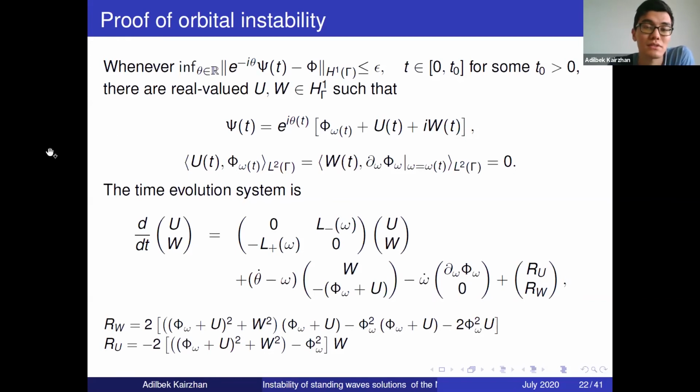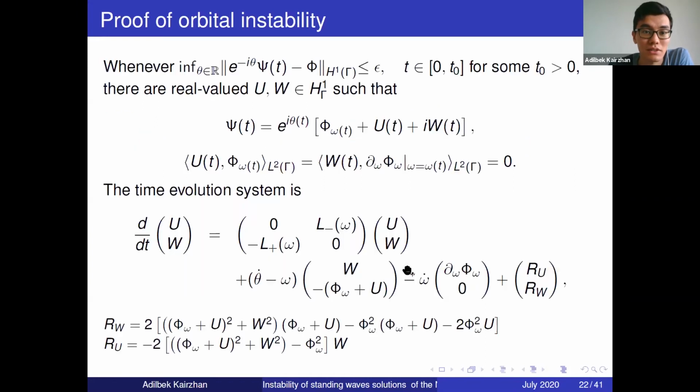So let's start with the first expansion. Here we show that whenever your solution is around the orbit of the half soliton, you can always expand it in this way using the modulation parameters under these orthogonality conditions. Then you can substitute this expansion into the NLS equation, and you will get the time evolution system for the perturbation terms here. And the next step will be to show that theta dot minus omega and omega dot are small.